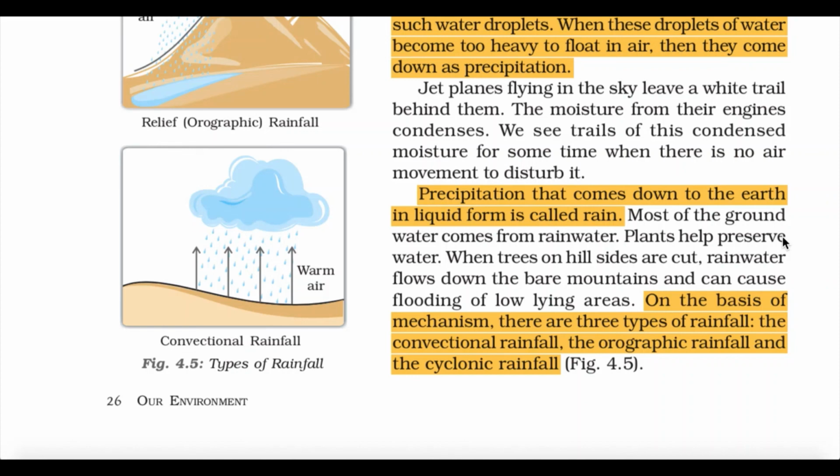Plants help preserve water. When trees on hillsides are cut, rainwater flows down the bare mountains and can cause flooding on low-lying areas. On the basis of mechanism, there are three types of rainfall: the convectional rainfall, the orographic rainfall, and the cyclonic rainfall.